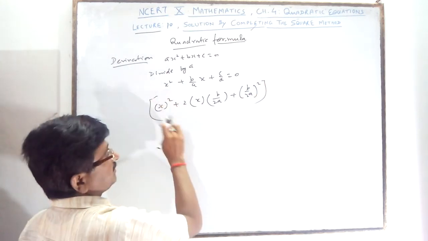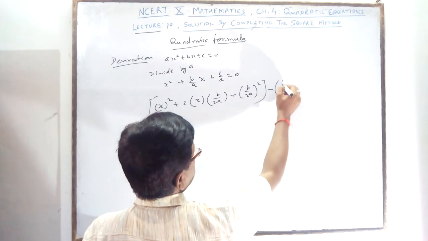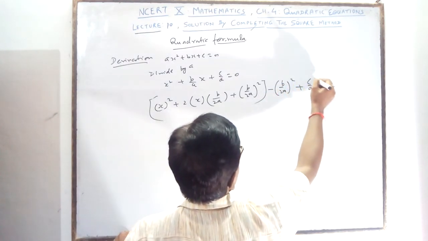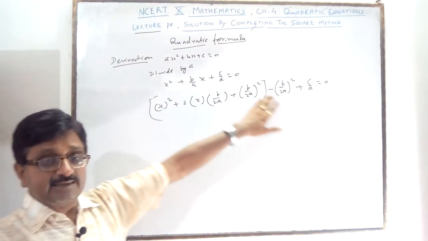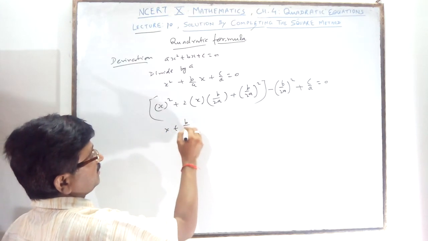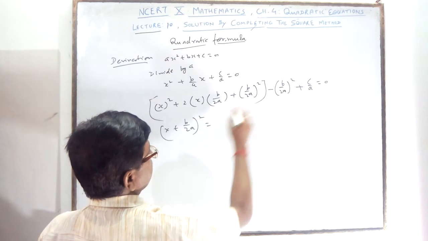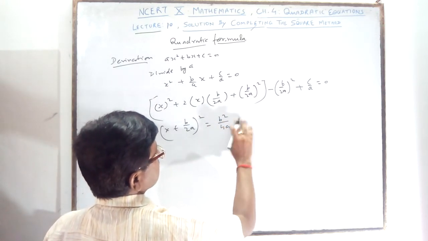Now you are completing the square: x square plus 2 into x into b by 2a plus b by 2a whole square, minus b by 2a whole square, plus c by a is equal to 0. This I have told you: what you add, you subtract. This gives you x plus b by 2a whole square is equal to b square by 4a square minus c by a.